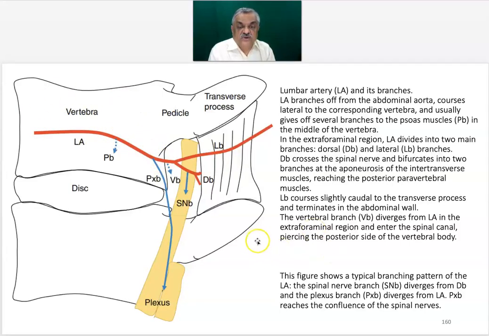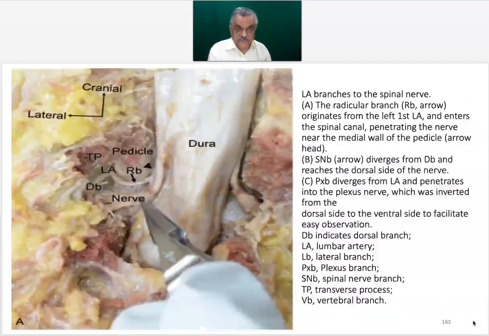So here what we see is LA is the lumbar artery, SNB is the spinal nerve root branch, diverges from the dorsal branch, and this is the plexus branch, PXB. PXB reaches the confluence of spinal nerves. So it goes in the plexus, that is the plexus branch. Here the LA branches to the spinal nerve.